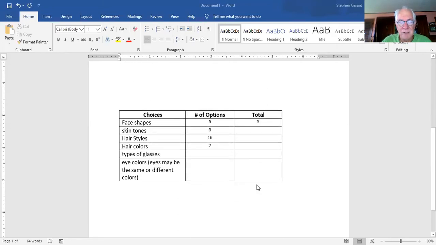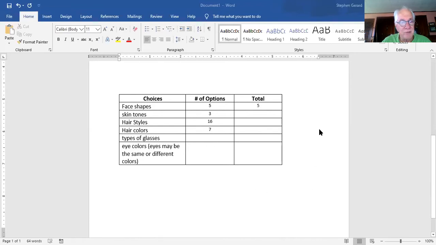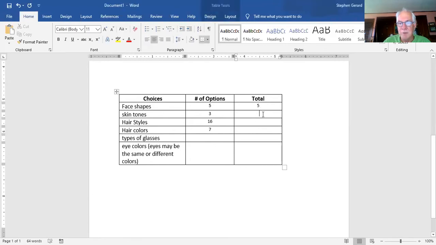What I have here is a little chart that I use for figuring this sort of stuff out, and I would recommend you use it because you will be getting a problem like this about car choices coming up this week. I want to show you how to do this thing. I said there are 5 face shapes, total possibilities 5. Skin tones, there's 3. That makes this number here 15, 5 times 3. How many hairstyles?